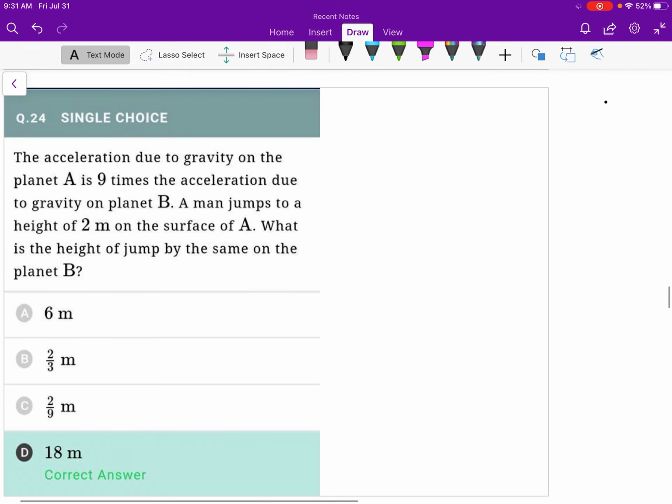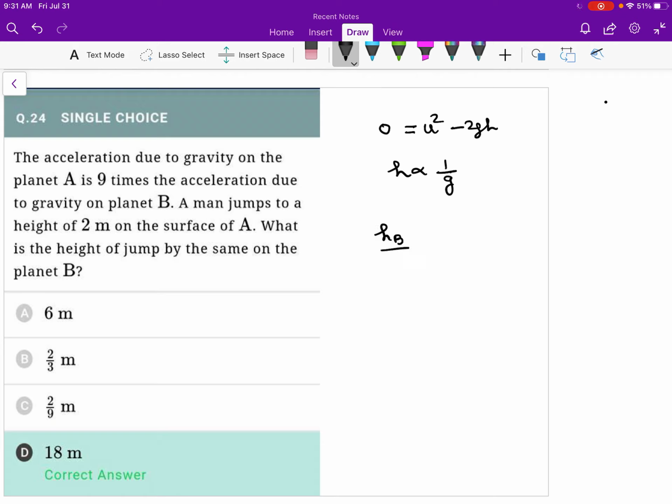The acceleration of gravity on planet A is 9 times that. A man jumps. So suppose the man jumps with speed u. So 0 is u square minus 2gh. So h is proportional to 1 upon g.